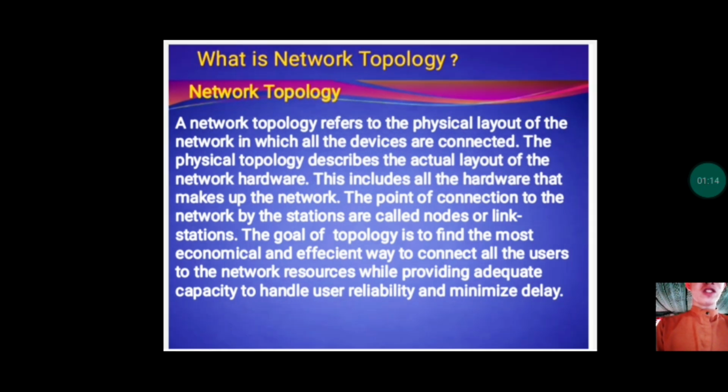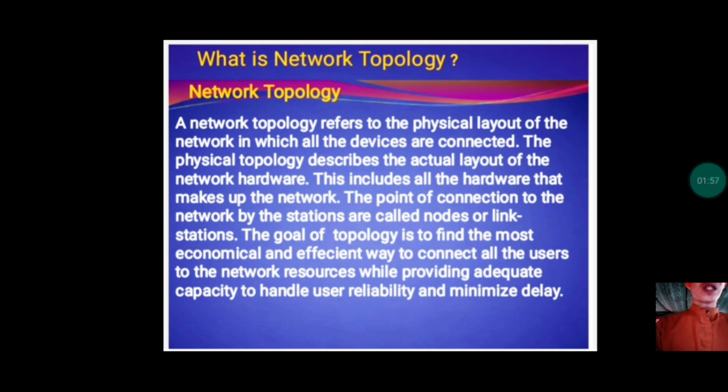What is network topology? A network topology refers to the physical layout of the network in which all the devices are connected. The physical topology describes the actual layout of the network hardware. This includes all the hardware that makes up the network. The point of connection to the network by the stations are called nodes or link stations. The goal of topology is to find the most economical and efficient way to connect all the users to the network resources while providing adequate capacity to handle user reliability and minimize delay.